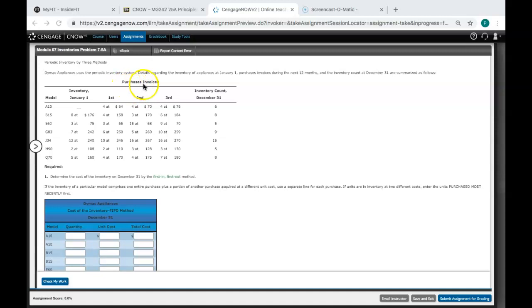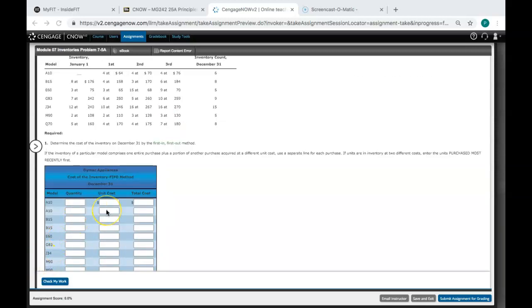We have purchases, invoices. So we have the model that was purchased. We have our beginning inventory amounts and the values, the cost. And then we have the first purchase, the second purchase, the third purchase, and then the ending count of inventory at the end of the year.